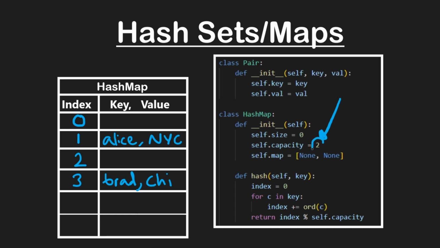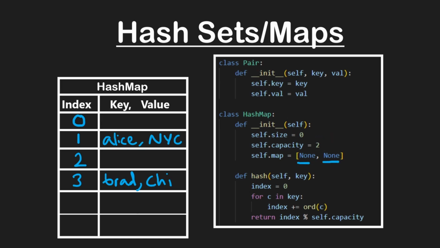Optimally, it should be a prime number, but in this case, it's 2, just like we started with in the example. And then our map itself, remember, it's maintained as an array, and in this case, there's only 2 values, remember, and to indicate that it's empty, I'm initializing the 2 values as null. If they were non-empty, we would have some pair for those values.